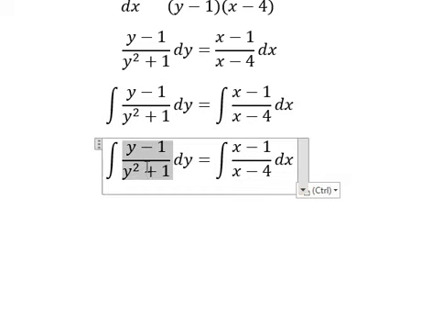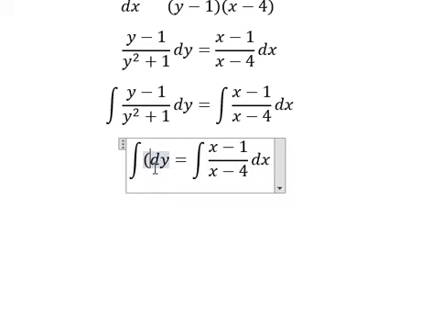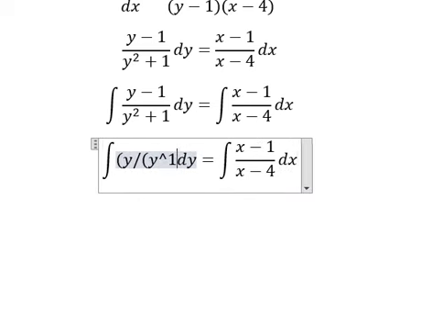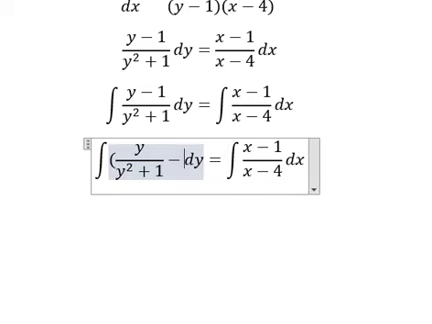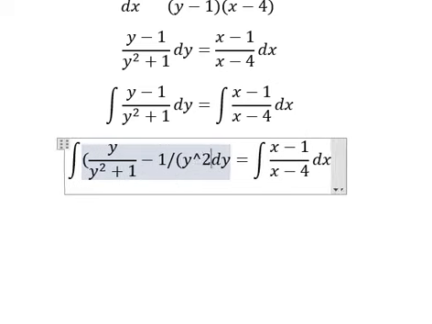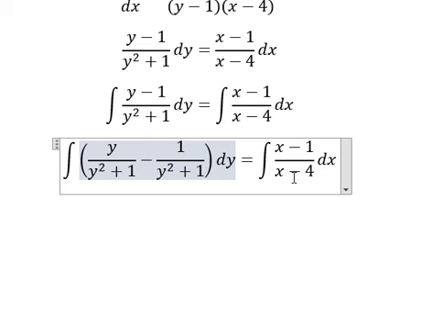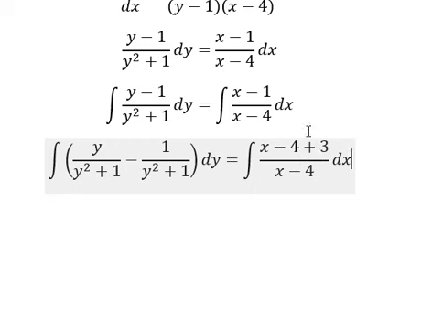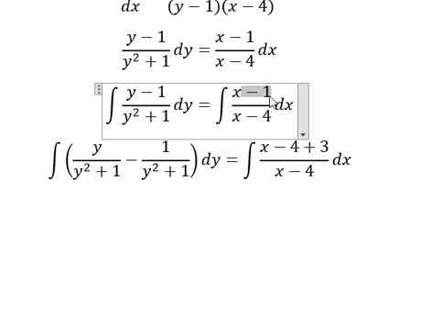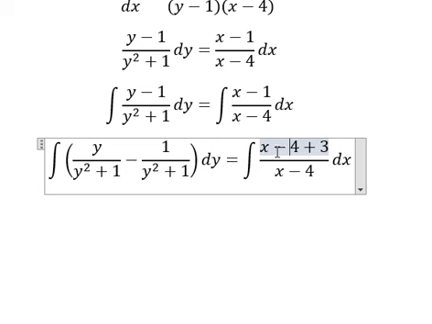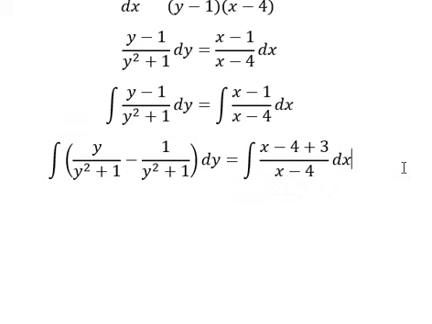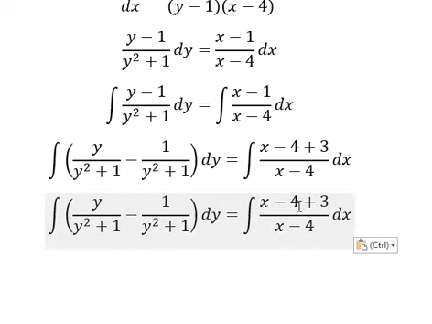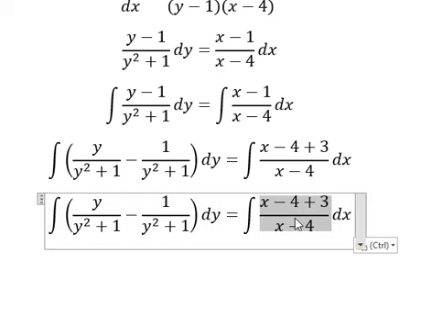This one we need to separate, and I will have y over y squared plus 1, and the second one negative number 1 over y squared plus 1. This one I will put negative number 4 plus number 3, because negative number 4 plus number 3 we have negative number 1, and I want to create x minus number 4 divided by x minus number 4. X minus number 4 divided by x minus number 4 we have number 1.